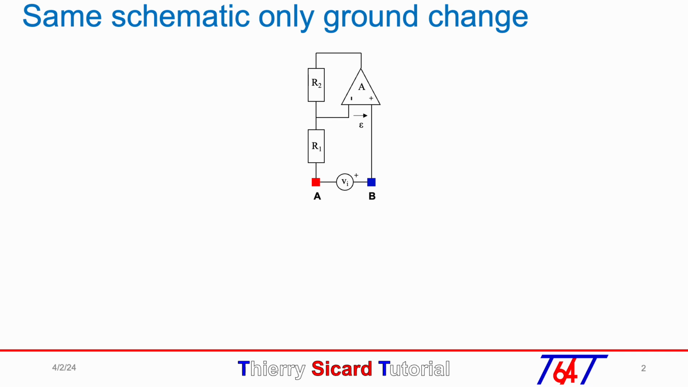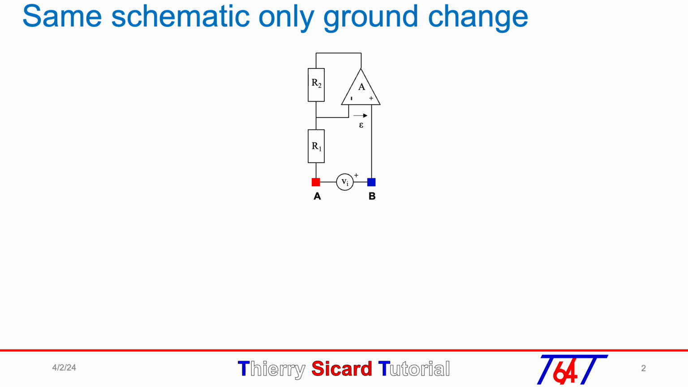The middle point of the resistor divider R1 and R2 is connected to the inverting input. The non-inverting input is connected to the node B, and R1 is attached to the node A. The input voltage Vin is placed between both node A and B.